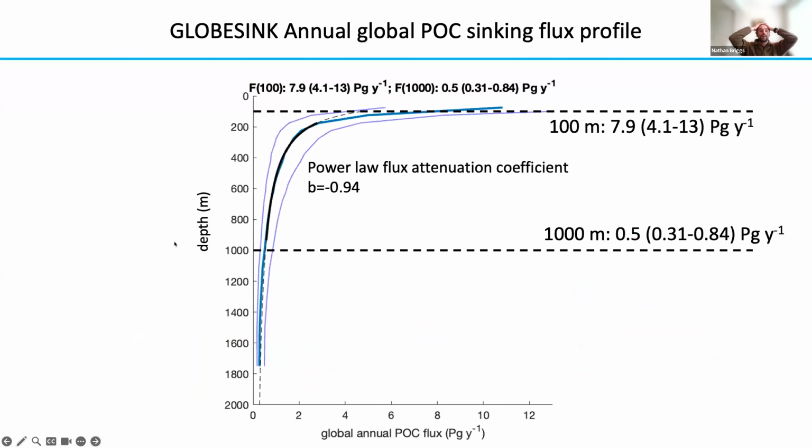Okay, with that caveat out of the way, what is the global mean sinking POC flux profile that comes out of this product? So this is the global amount of carbon stored per year by sinking flux, at least the subset of sinking particles that can be seen by these backscattering measurements. And we get an annual number of almost 8 petagrams per year sinking below 100 meters and 0.5 petagrams per year sinking below 1,000 meters.